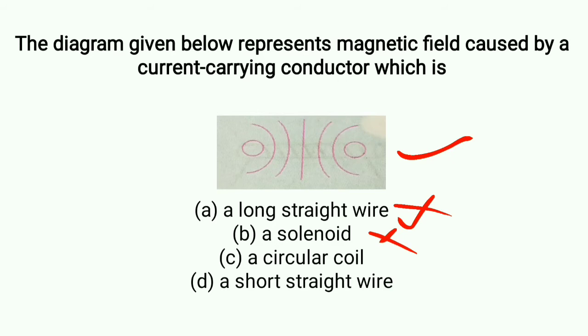So in a circular coil, the point on a circular coil will act as a straight current carrying conductor. So the pattern is concentric circles, and at the center, the pattern of the magnetic field lines is a uniform straight line. So this diagram will represent the magnetic field caused by a current carrying circular coil. So option C is the correct answer.